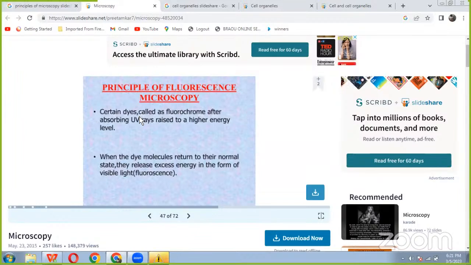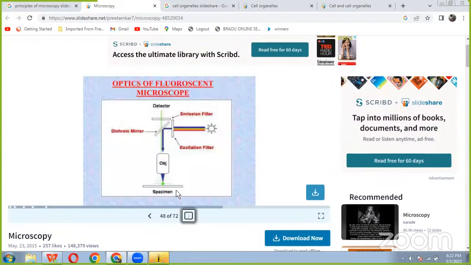Certain dyes called fluorochromes, after absorbing UV rays, which are very important in fluorescence microscopy, rise to a higher energy level. When the dye molecules return to the normal state, they release the excess energy in the form of visible light, fluorescence. These are the optics of the fluorescent microscope: the specimen, the objective, the detector, and the emission filter. Next is the structure of the fluorescence microscope.